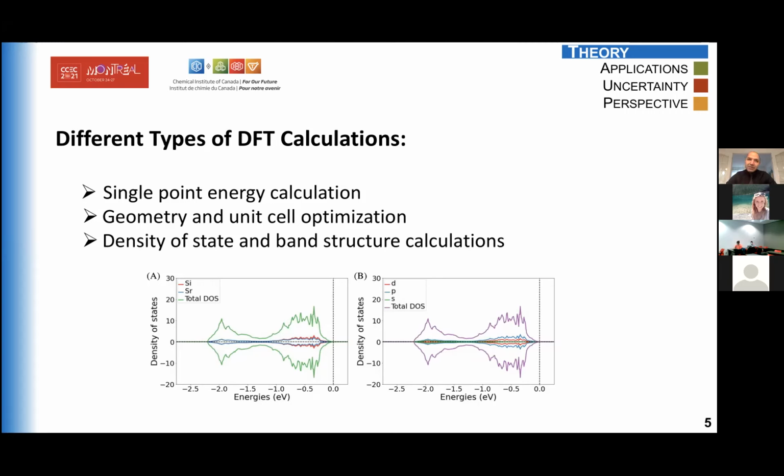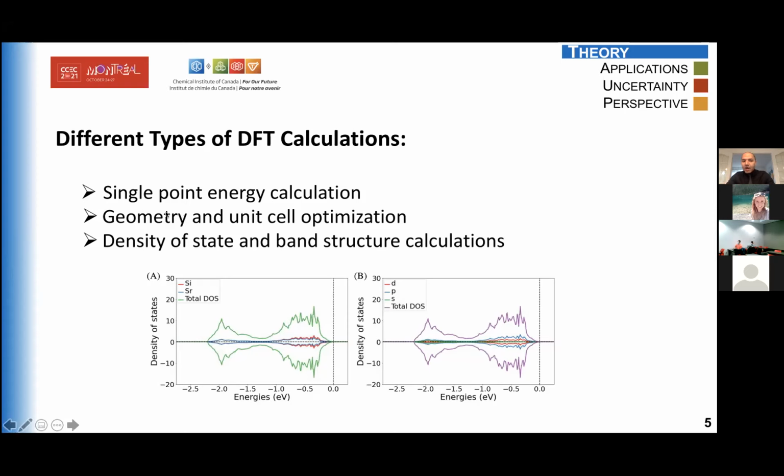But the next step is going beyond that and trying to optimize the lattice parameters, for instance, and then we call it a relaxed system. So we let the system obtain the real lattice parameters.